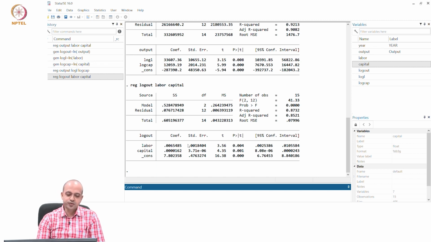Okay, 0.65%. For a unit change in labor, output changes by beta hat multiplied by 100%, that means 0.65%. Similarly, for a unit change in capital, output changes by this multiplied by 100, that means 0.0016%.